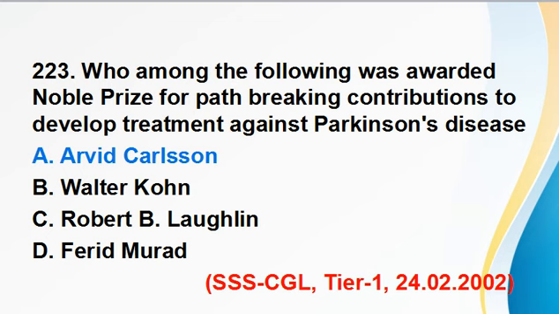He is a neuropharmacologist and he worked on the neurotransmitter dopamine and its effects in Parkinson's disease. He did research on dopamine and observed its effect on Parkinson's disease, and he got the Nobel Prize in Physiology or Medicine in the year 2000. So answer A is correct. Arvid Carlsson is the person who got the Nobel Prize for Parkinson's disease.